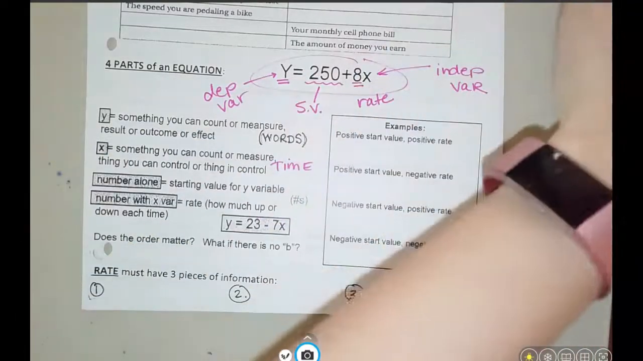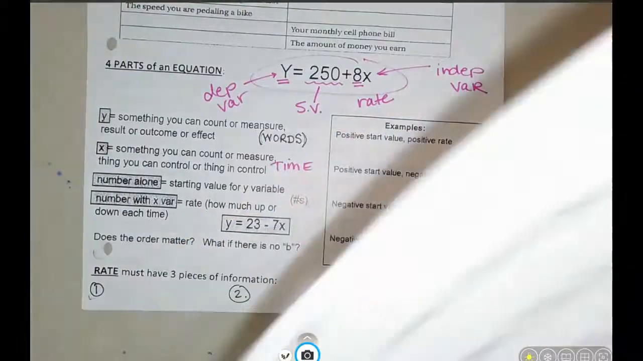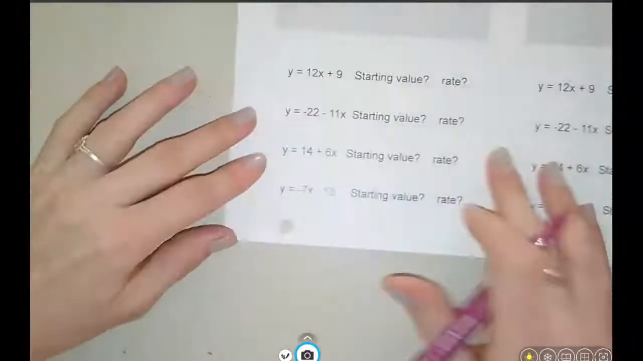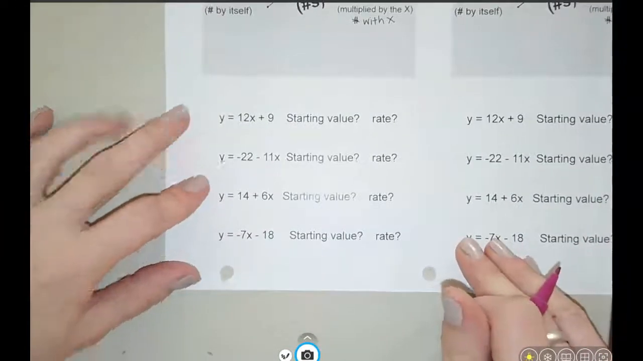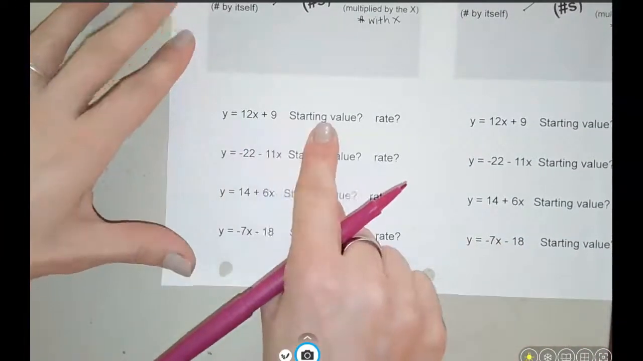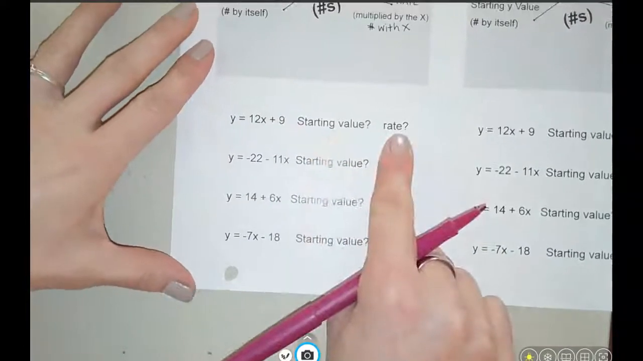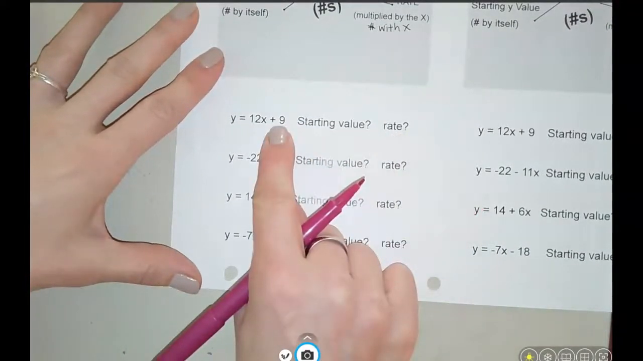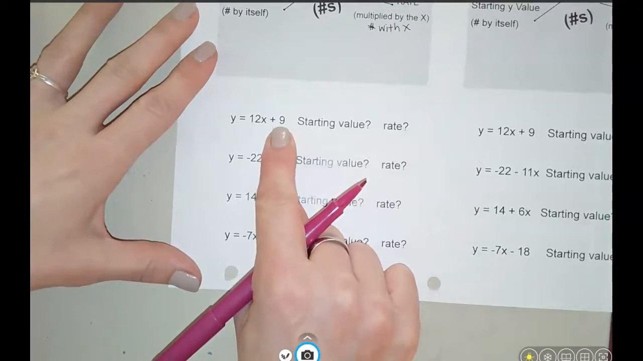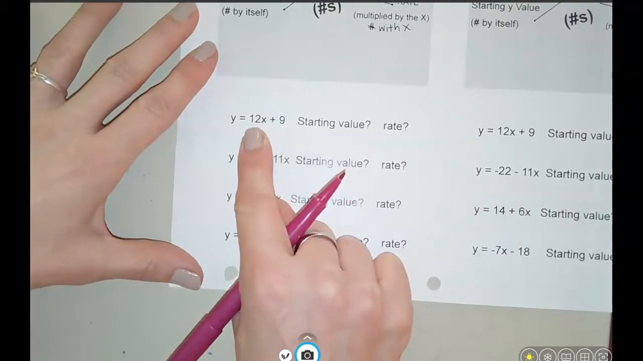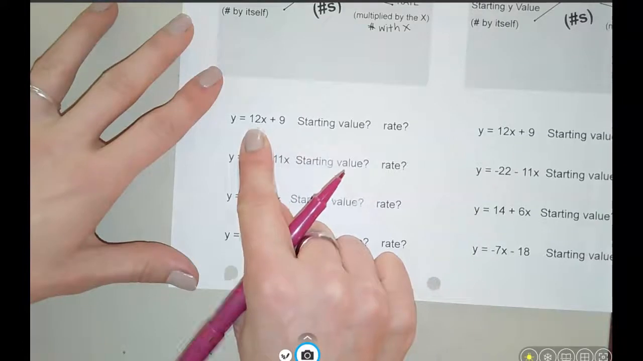I want to put this up and show you that we just talked a little bit about a couple more equations like this. If I give you an equation, you should be able to tell me the starting value and the rate. So the number by itself. So this one has a starting value of 9. And it's going up 12, up 12, up 12, up 12 every time.